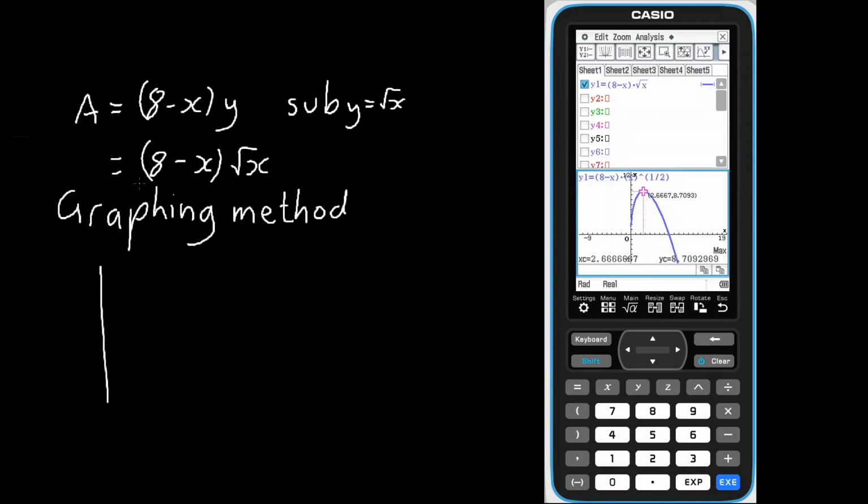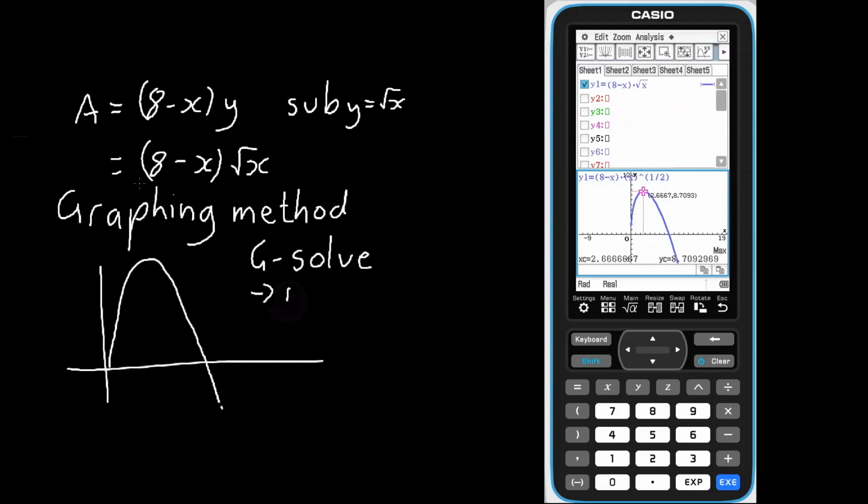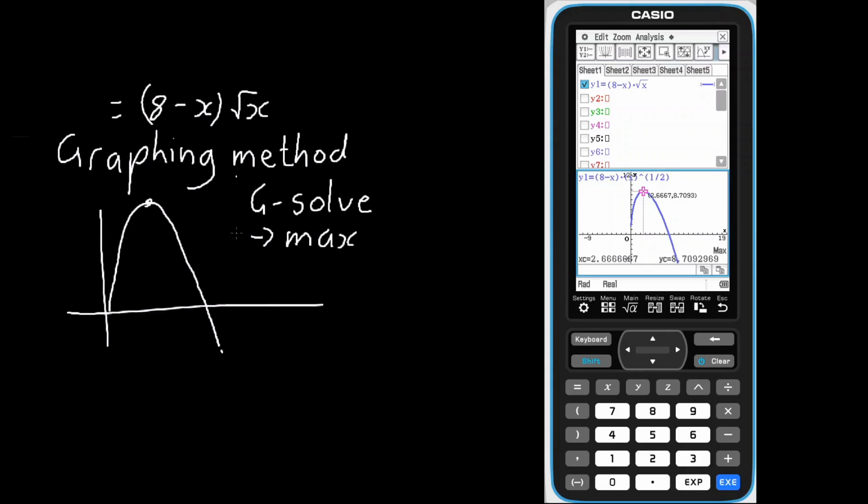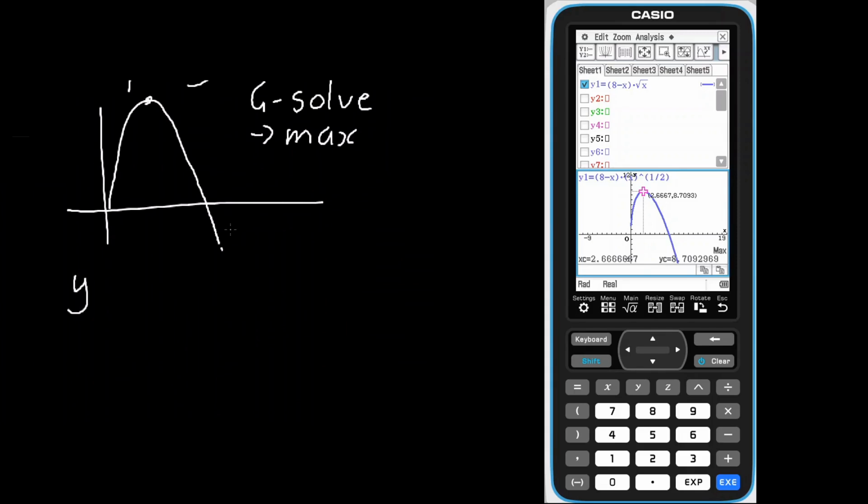So you've got to graph it, and there you go. You say G-Solve, max, and then y is going to be our area in this case. So we've got the y value there and the x value there. And so you can say A for area is equal to 8.7 units squared.